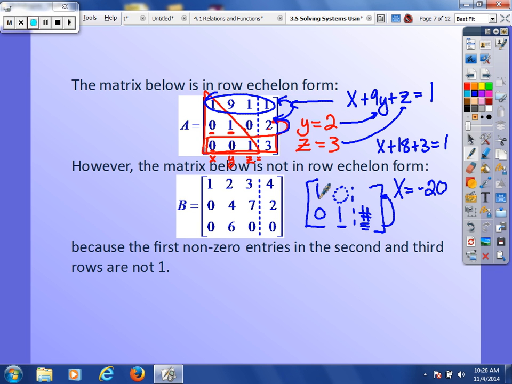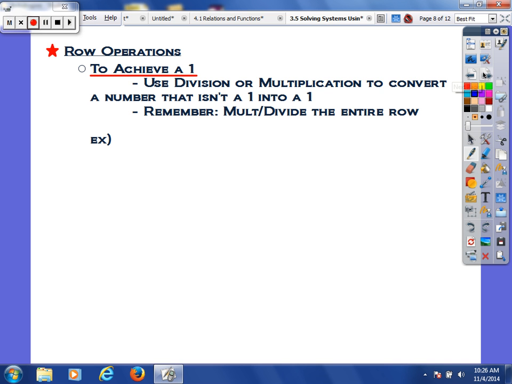And really, once you get used to finding your 1s and your 0s on top, you can do Gauss-Jordan anytime you want. It's just something that we're not going to spend the time doing necessarily now. You'll get to see it later down the road. Okay, now moving on and taking a look at these row operations. How do we achieve the 1s and 0s? We've already looked at the 1 a little bit, but let's investigate it a little more.